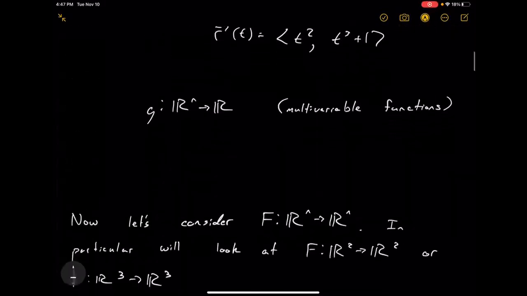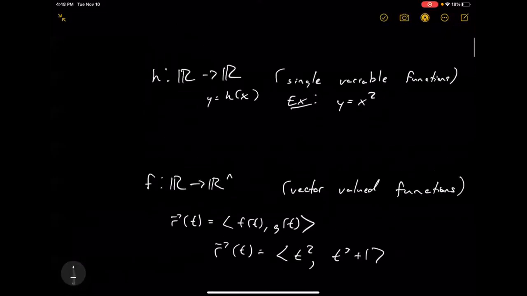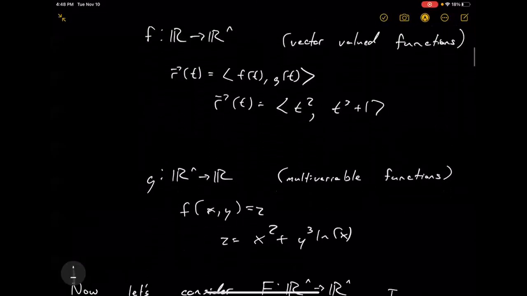That sounds right. We saw the multivariable functions, which took a vector input and gave us a single number output. So something like f of x, y, z, or we could do f of x, y equals z. So for example, z equals x squared plus y cubed ln of x, something like that. This is the stuff we've been dealing with most recently. So we have these types of functions, and maybe you can guess what the next one would be.